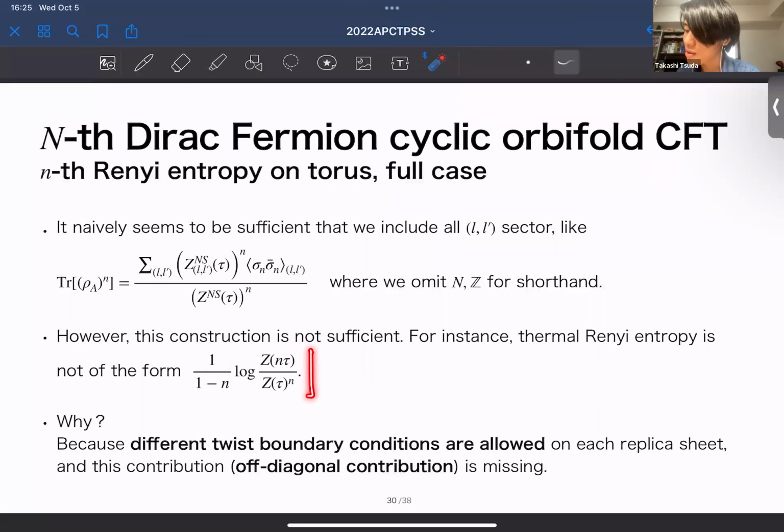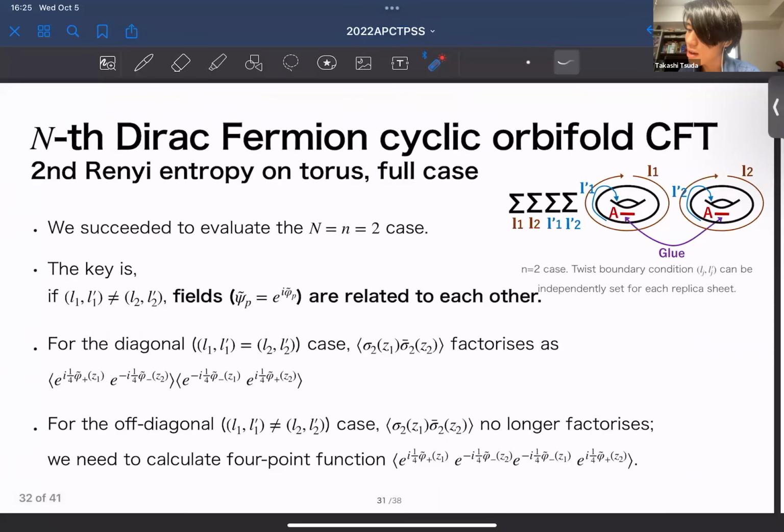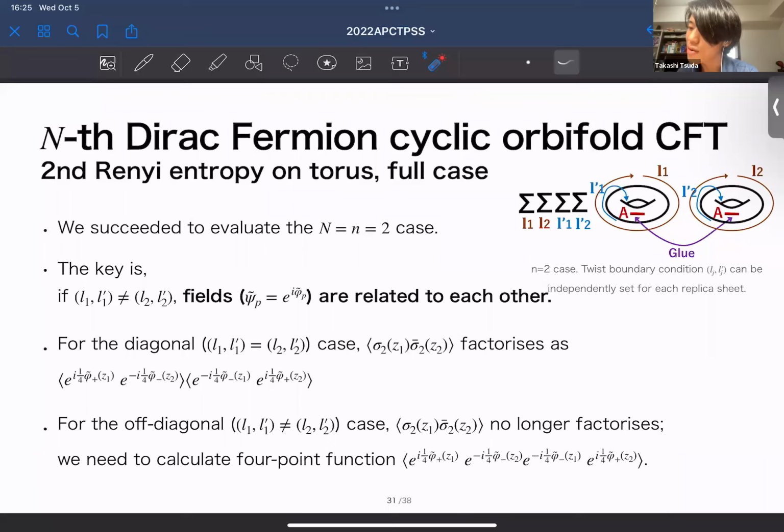We need to realize this condition for Renyi entropy on the torus, and this requirement requires us to include the off diagonal parts.